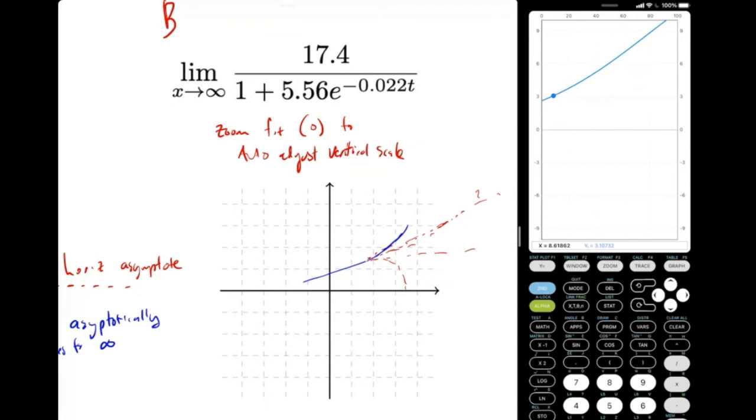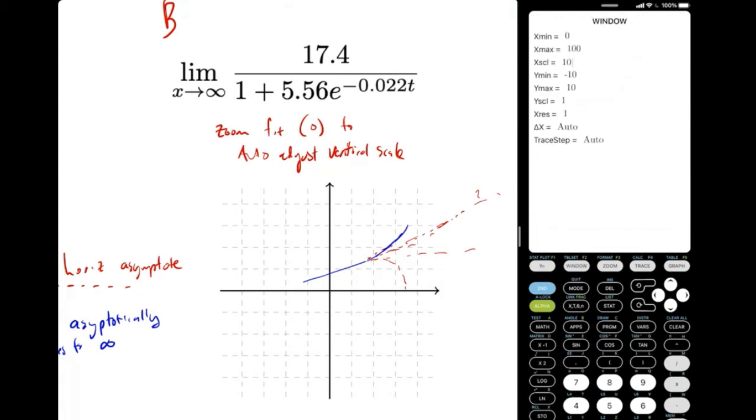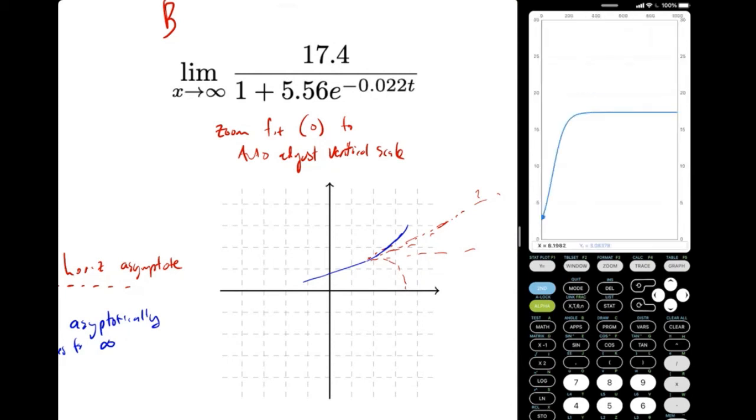Looks like it's getting steeper. Let's change our window again. Let's go to 1,000. And let's make our scale be 100. So we're going from 0 to 1,000. X scale is 100. That puts the tick marks. So I'm going to try it again. Okay, so we're going from 0 to 1,000, 0 to 30, graph.